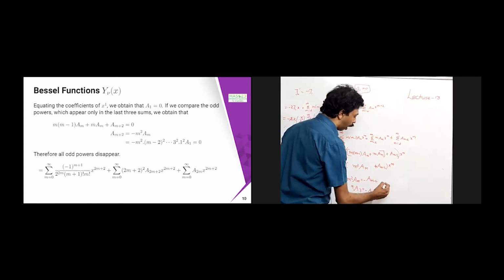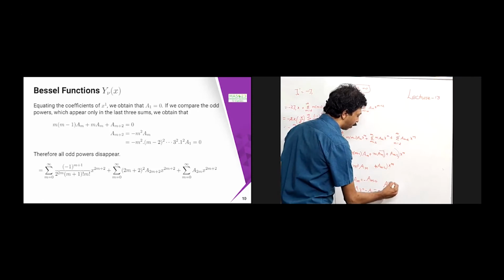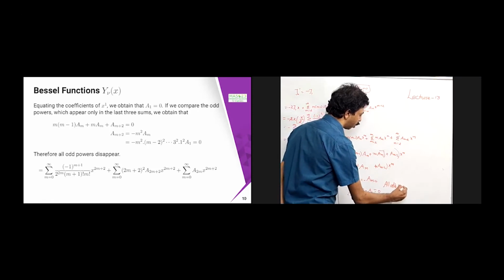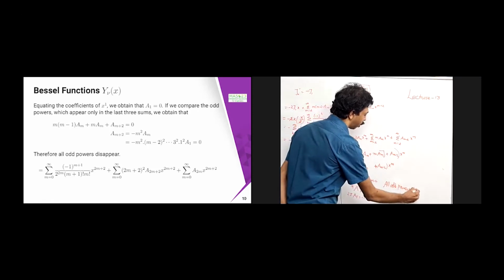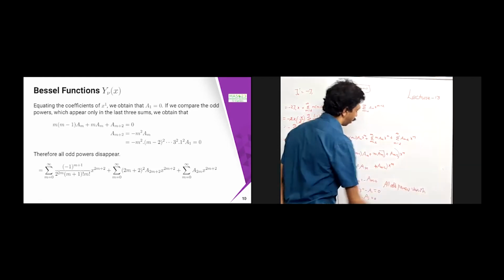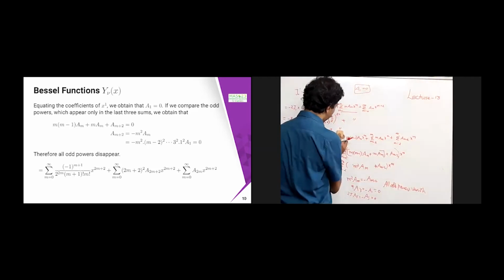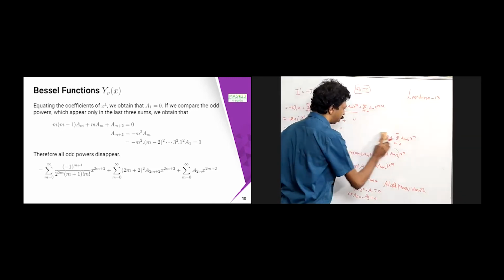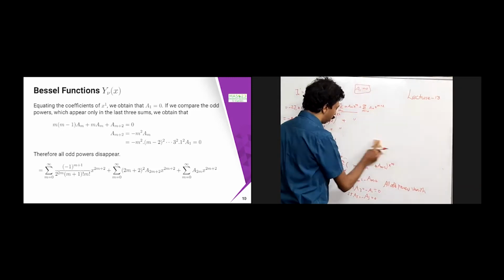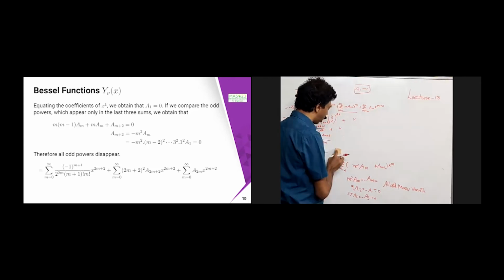That means all odd powers vanish. No odd powers will be there. Only even powers are going to be there. The remaining odd ones are going to vanish. So I'm going to erase the rest of the things. Erase everything. Only even powers are going to survive. That is the only thing I'm going to keep.